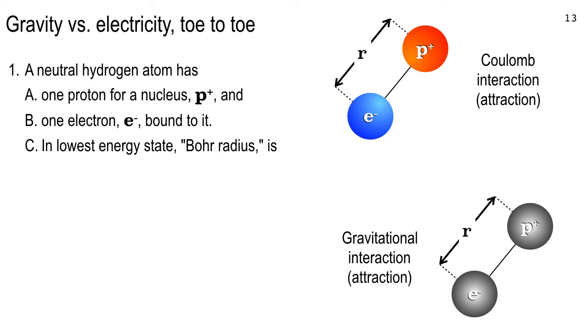In other words, they have a different amount of mass, but it's always attractive. Now, as far as the neutral hydrogen goes, in the lowest energy state, in other words, the smallest state where the electron is as close to the nucleus as it can get, that's what we call the Bohr radius, after a scientist named Niels Bohr, B-O-H-R, from Denmark. That's about 0.05 nanometers, about 5 times 10 to the minus 11 meters.